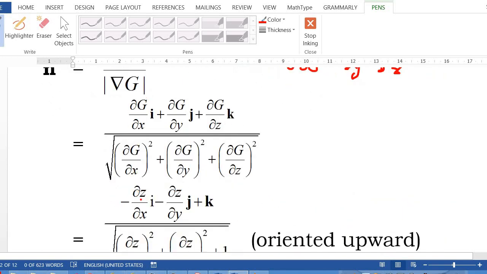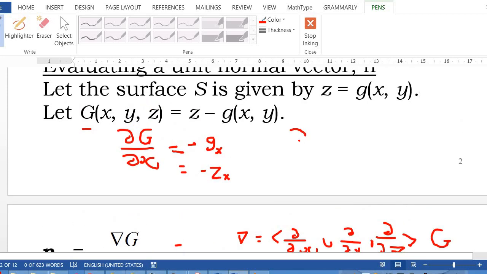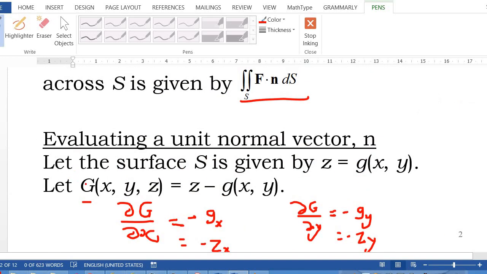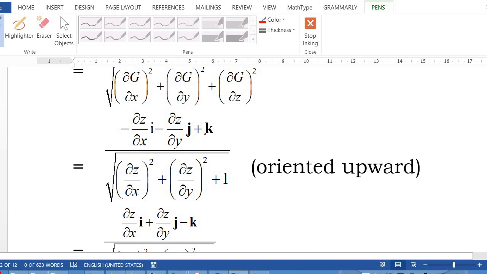So ∂g/∂x equals negative ∂z/∂x. Similarly, ∂g/∂y becomes negative ∂z/∂y, because if we differentiate g with respect to y, we have negative g_y, and g equals z, so it equals negative z_y. So ∂g/∂x equals negative ∂z/∂x, ∂g/∂y equals negative ∂z/∂y, and for ∂g/∂z, differentiating g with respect to z, you get positive 1. So that's why it's positive 1 k.